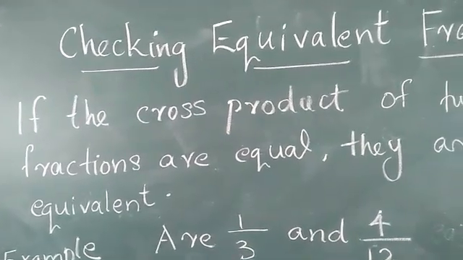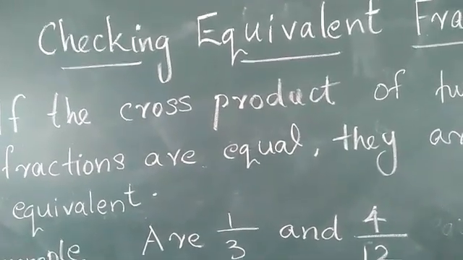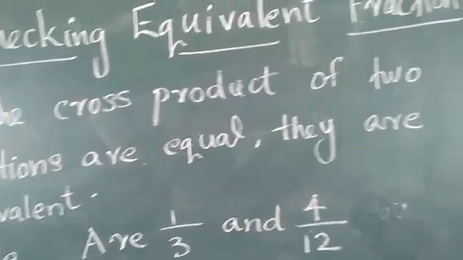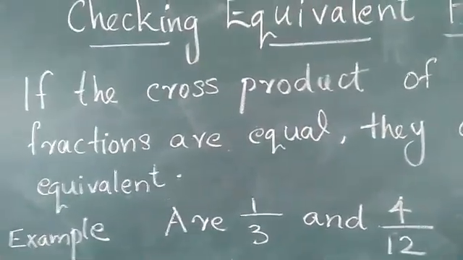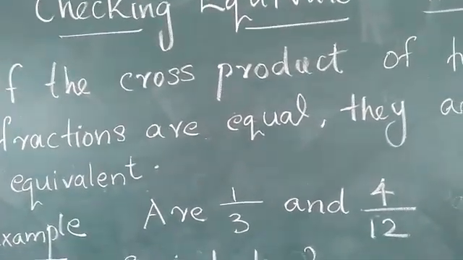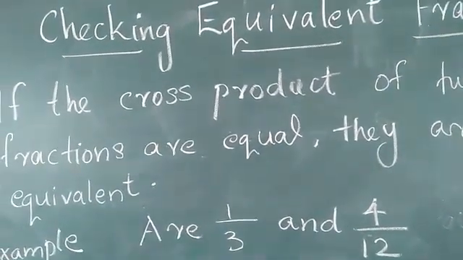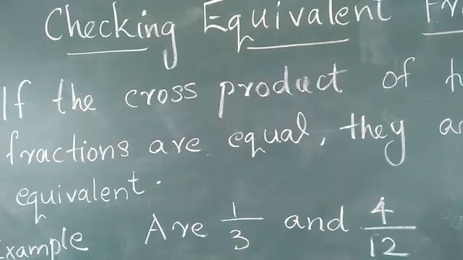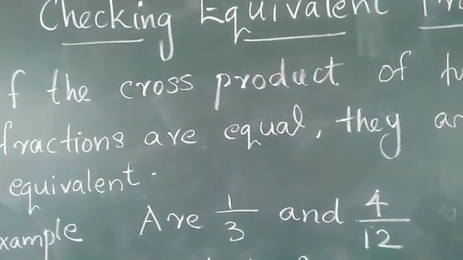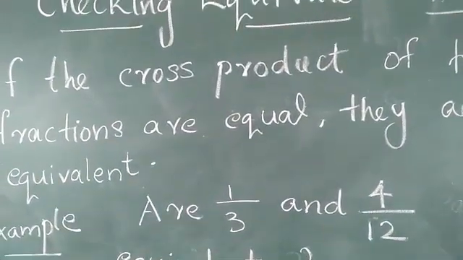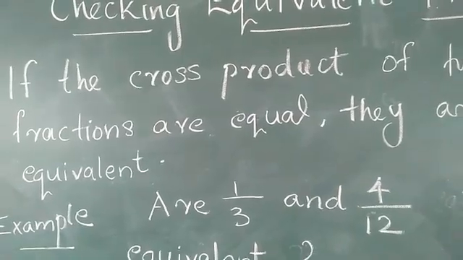There is a method: if the cross products of two fractions are equal, they are equivalent. What is the method? If the cross products of the fractions are equal, then they are equivalent fractions. We can check with an example.